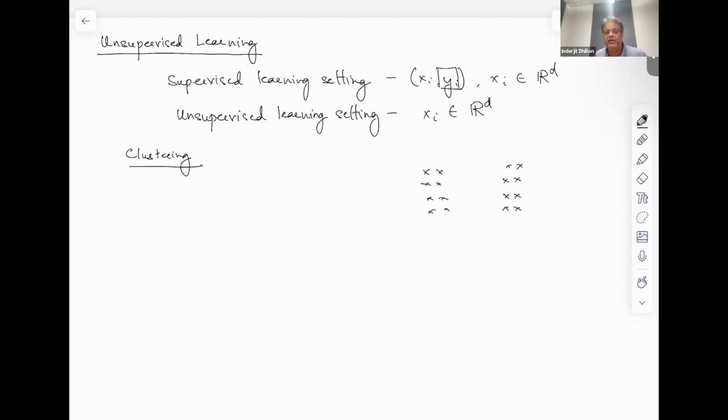There are two classes of algorithms. One is hierarchical agglomerative clustering methods, and then there are partitional methods. Let me talk first about the hierarchical agglomerative clustering algorithms. Let me first write it down. Hierarchical agglomerative clustering.